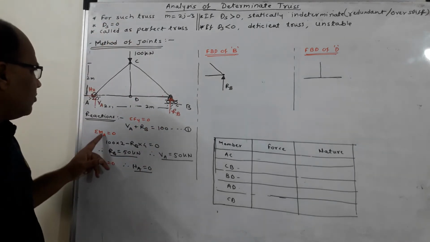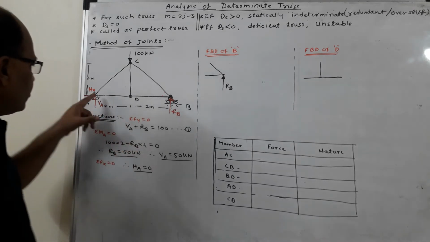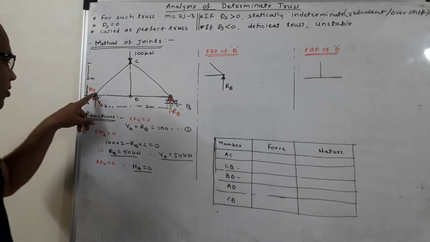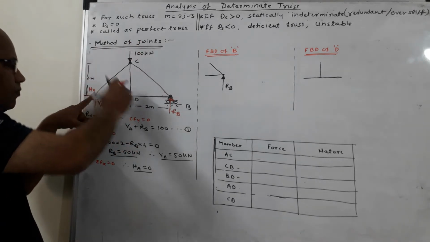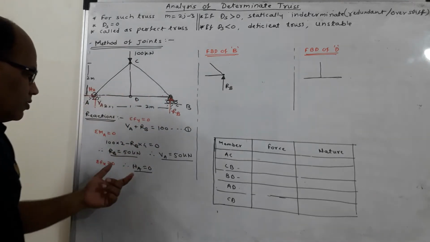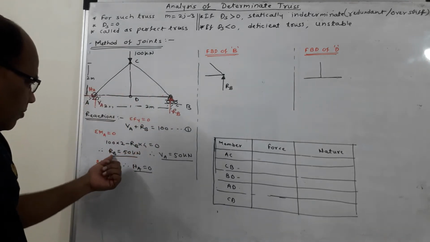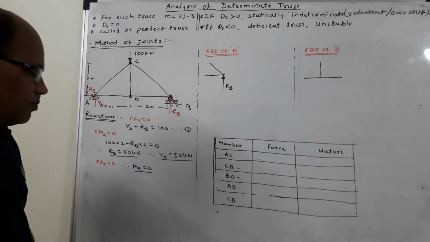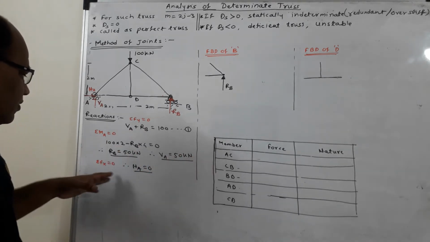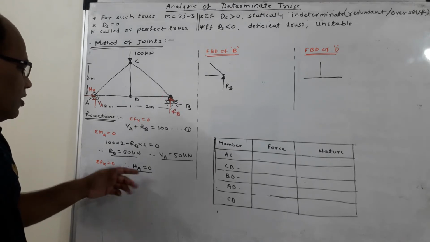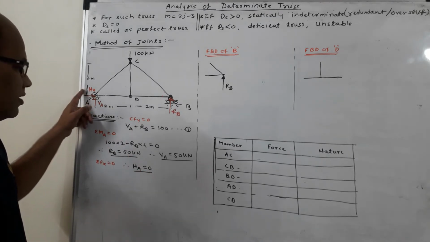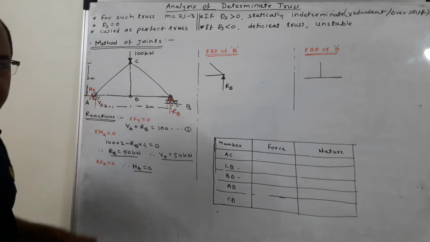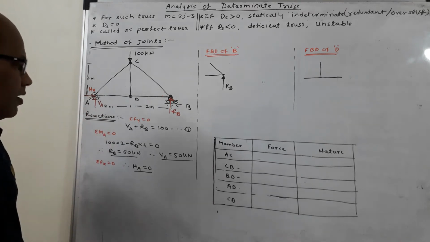Then if I use summation of moment about A, means I want to take moments about A, it will give us 100 into 2 minus Rb into 4 is equal to 0. If I solve it, Rb is equal to 50 kilonewton, and as such Va will also be equal to 50 kilonewton. Now the third equation, summation Fx is equal to 0, will give us that HA is equal to 0. So there is no horizontal component of reaction at the hinge support A.